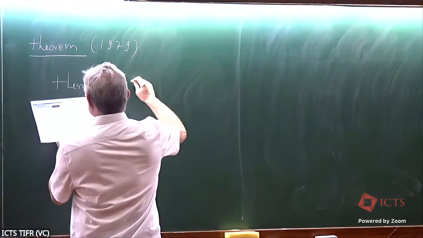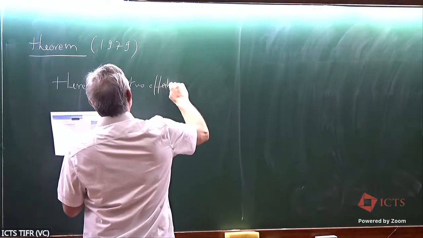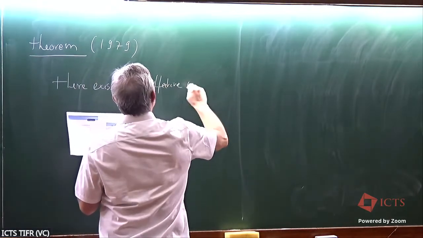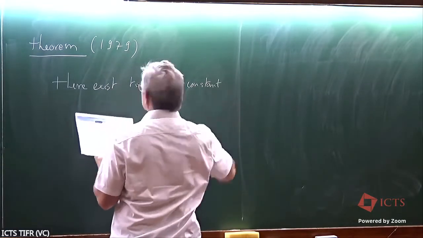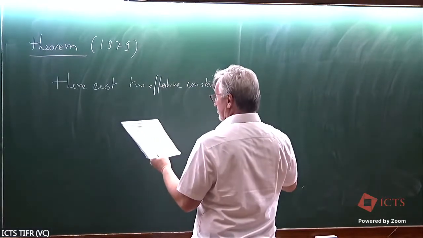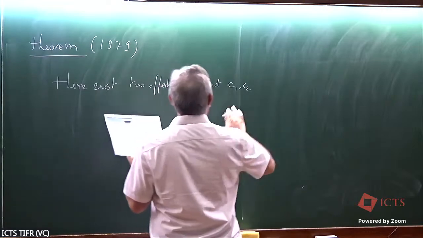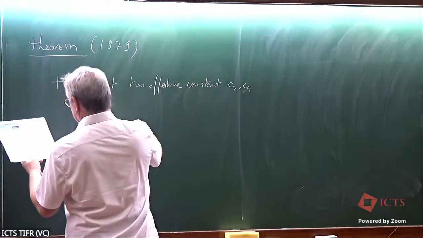There exist two. It's important to put effective. Effective means that I could compute them if I were not lazy, but I'm not going to compute them. C1 and C2. Sorry, it's going to be C2 and C4. I don't remember why, but that's that.